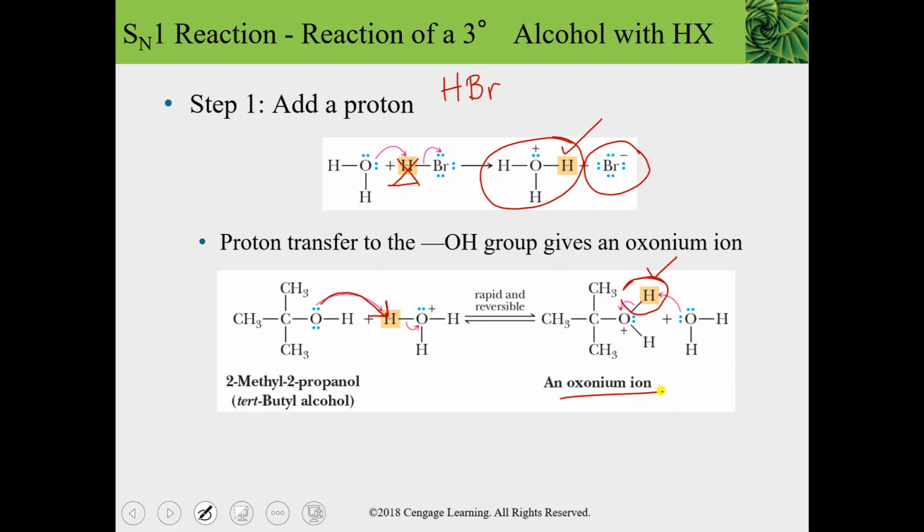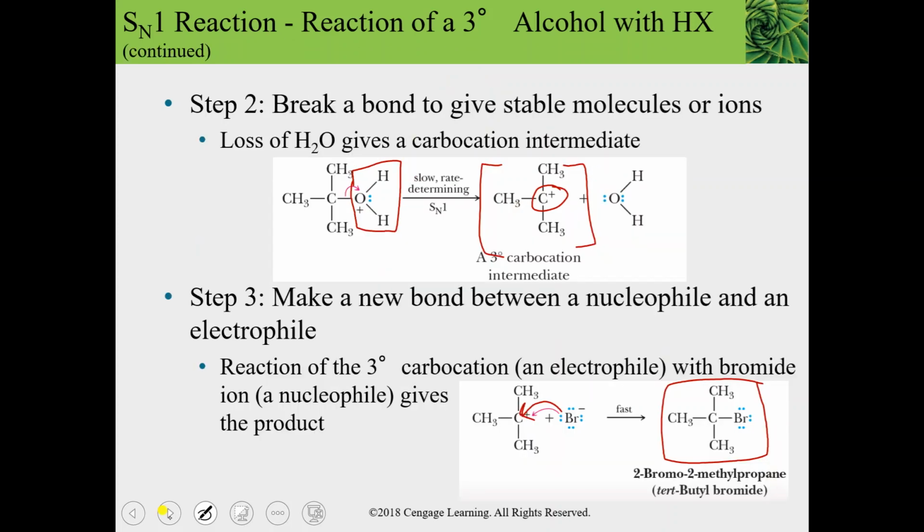That's happening first. Second step, form the carbocation by removal of the oxonium ion. That's where our water product comes into play. This is where we're getting our water product from. We've formed in this case our tertiary carbocation. Now the bromide ion in step 3 comes in, attacks that carbocation, and forms a new bond between it and itself. That's where we're going to get the 2-bromo-2-methylpropane or tert-butyl bromide.